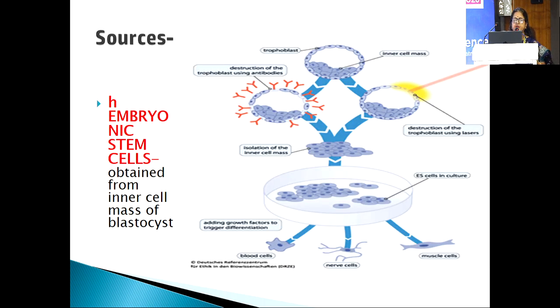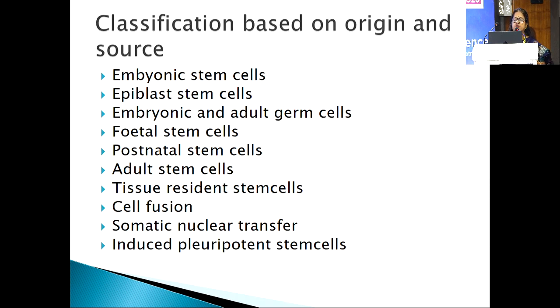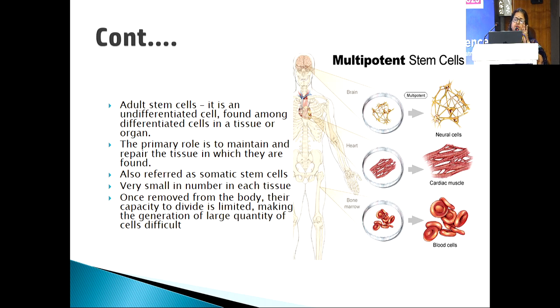So, these are the various stem cells. Embryonic stem cells are obtained from the inner cell mass of the blastocyst. Based on the origin, it can be embryonic, epiblast stem cells, fetal, or adult stem cells, and most important of all these is the induced pluripotent stem cells, which have very high clinical importance. Some are multipotent adult stem cells, undifferentiated cells found among tissues other than the ocular tissues.